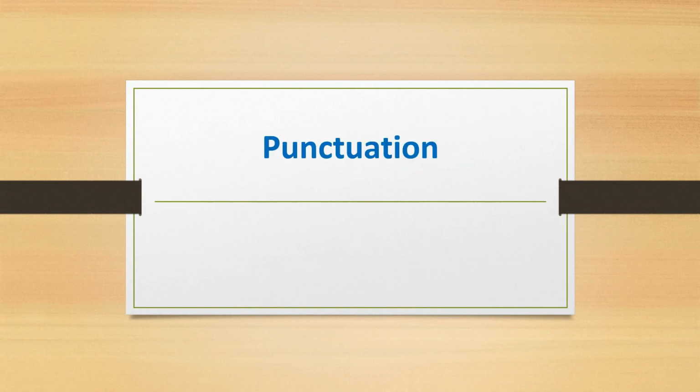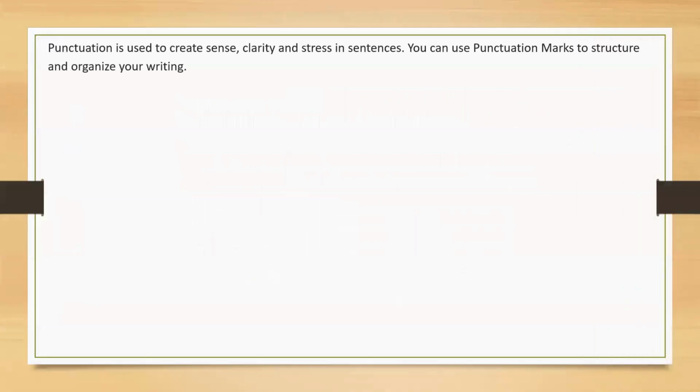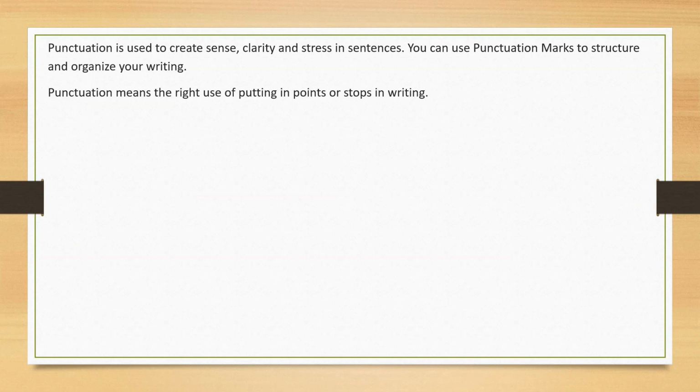In this video, I will explain the punctuations in English language. Punctuation is used to create sense, clarity, and stress in sentences. You can use punctuation marks to structure and organize your writing. Punctuation means the right use of putting in points or stops in writing.